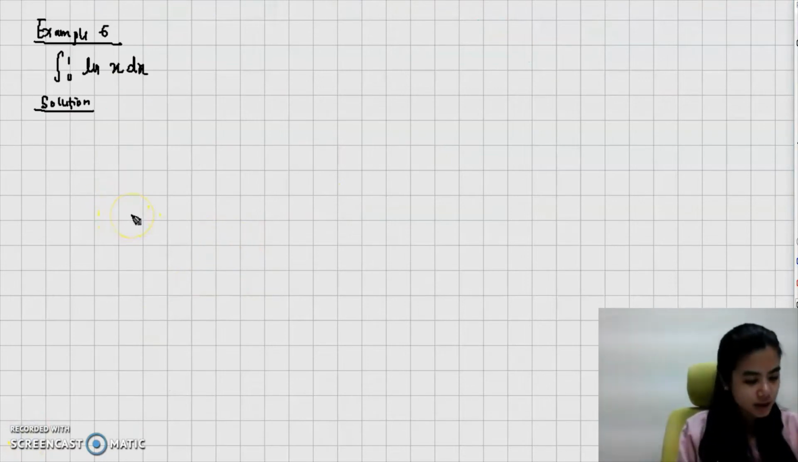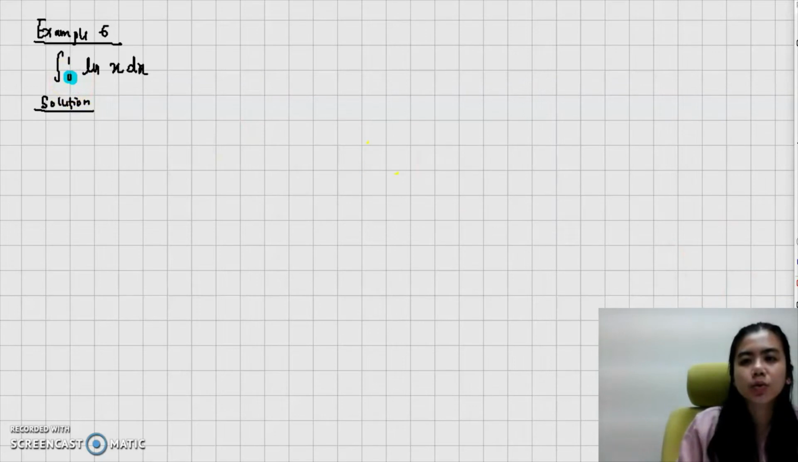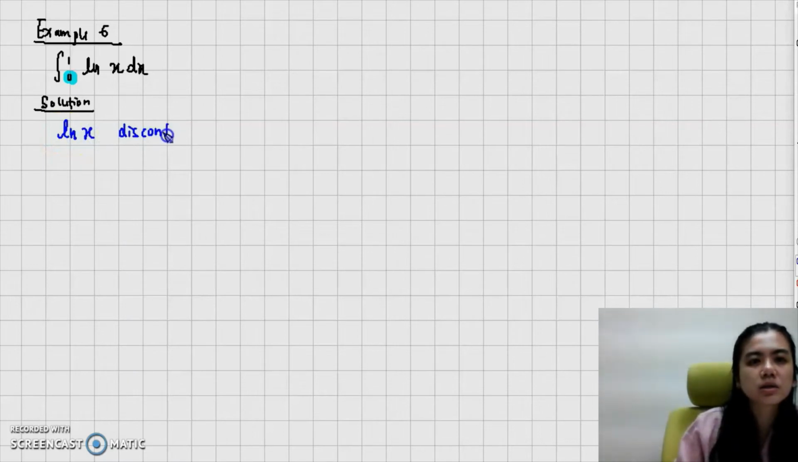Okay, let's look at the last example that we have. Again, we're going to look at this function and analyze the part that will give you problem. Between these two numbers 0 and 1, the one that will give you problem is actually the 0. That's why we say that your function ln x is discontinuous at x equal to 0.